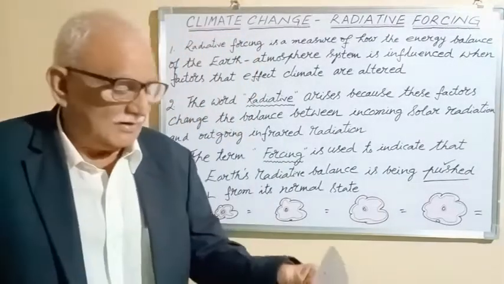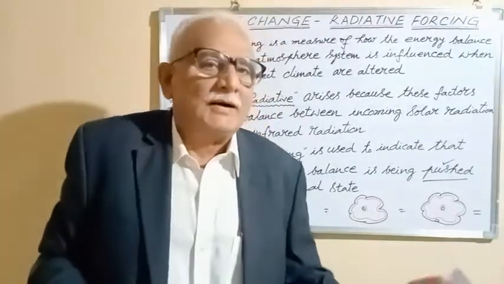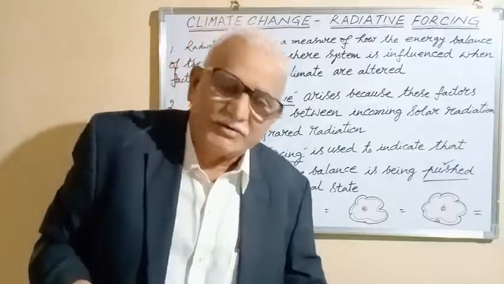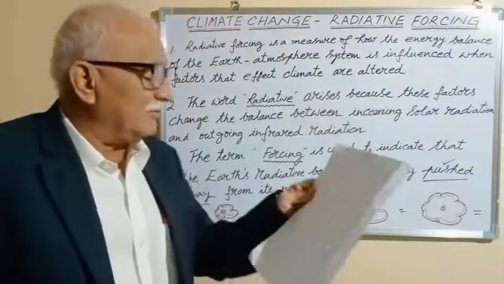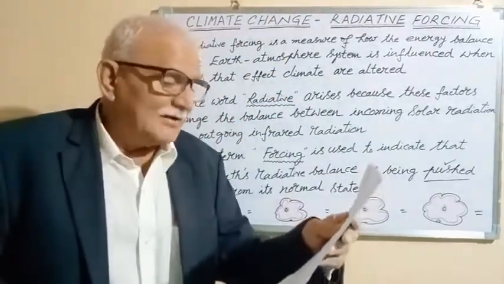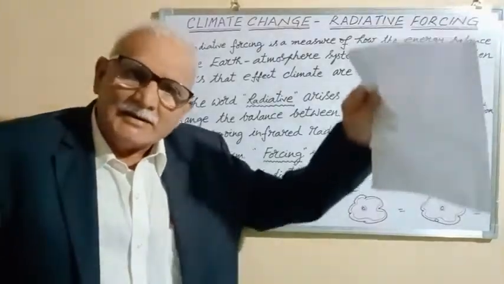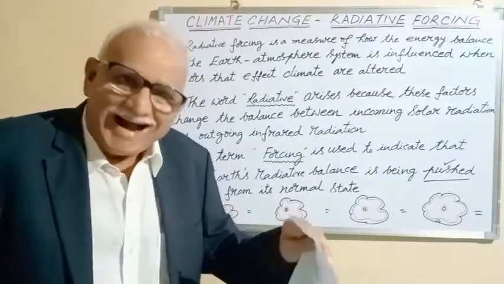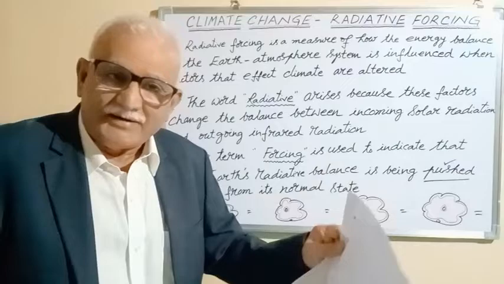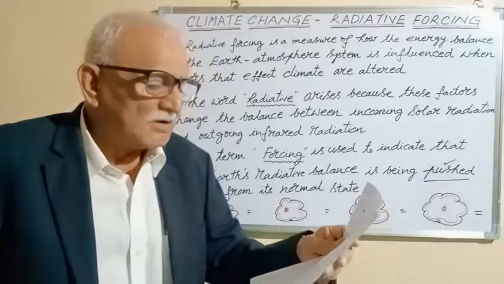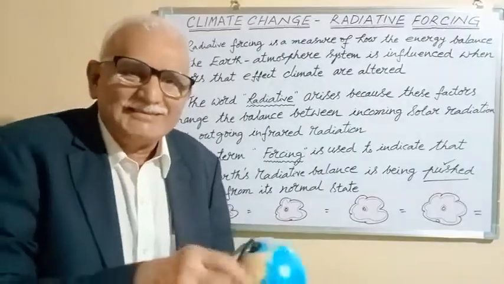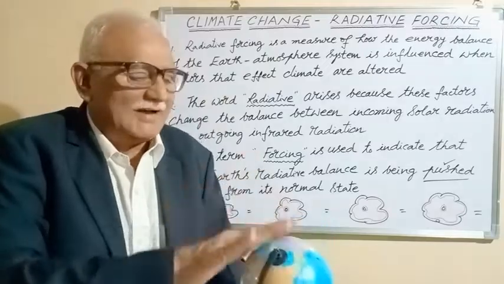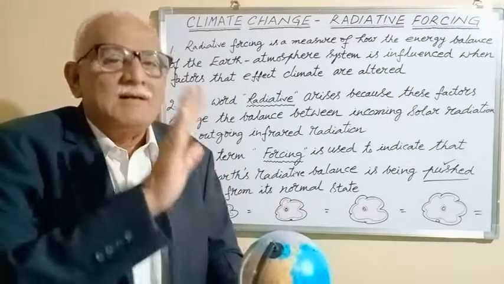Now, a few more points as far as radiative forcing is concerned, I would like to share with you. It refers to point number 2. This radiative balance, the incoming solar insolation and outgoing infrared radiation balance, controls the Earth's surface temperature. The Earth's surface temperature is controlled.